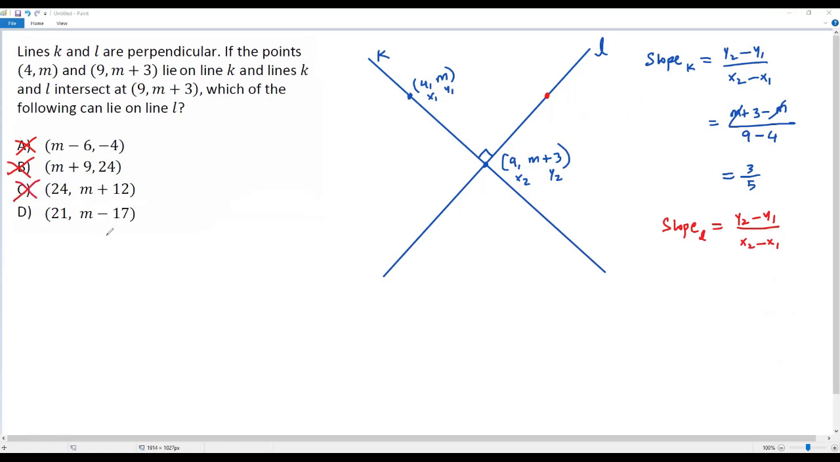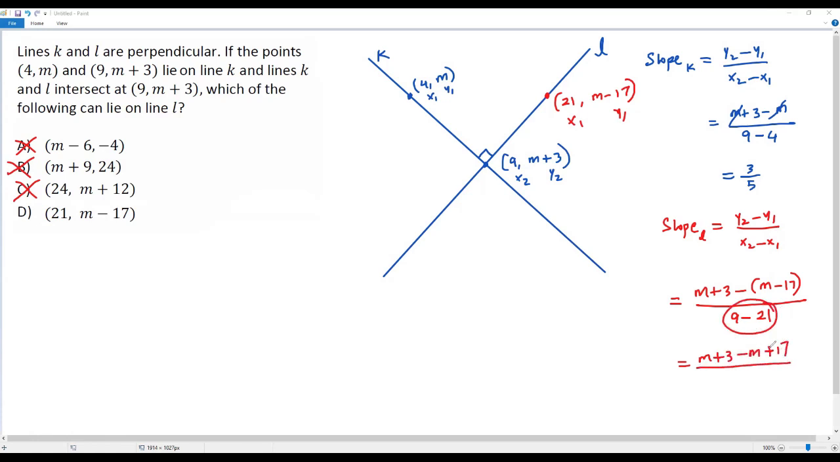Now let's consider the point in answer choice D. That is 21, comma m negative 17. Here we can take this one as x1, y1. Then for y2 we have m plus 3. For y1 we have m negative 17. And for x2 we have 9, and for x1 we have 21. Then we get m plus 3, negative m plus 17, divided by 9 negative 21, which is negative 12.